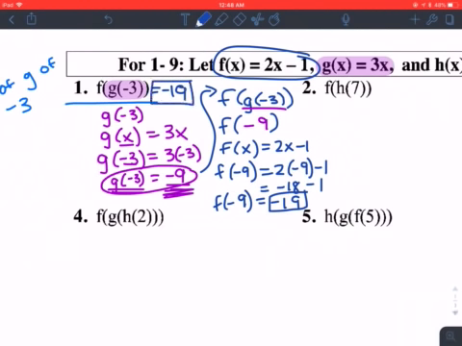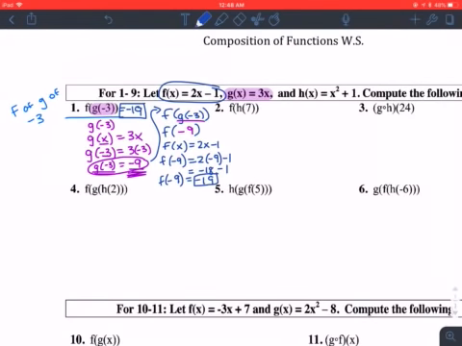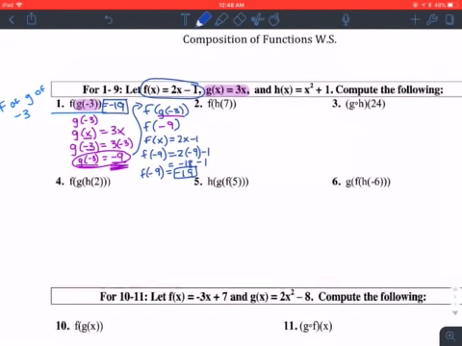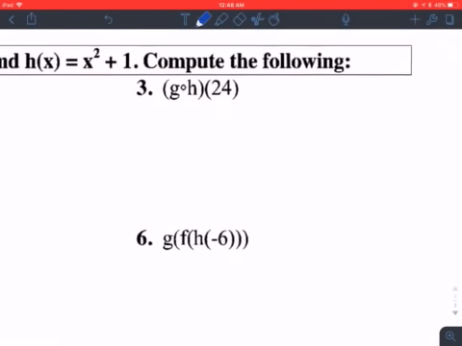It's really just a two-step process. First, find the inside, g of negative 3. Whatever you get for that, you're going to substitute in, and then find f of that number. So I'm going to let you do number 2 by yourself. We're going to look at 3.